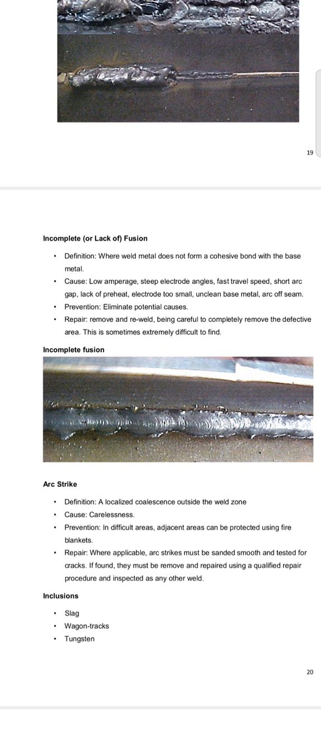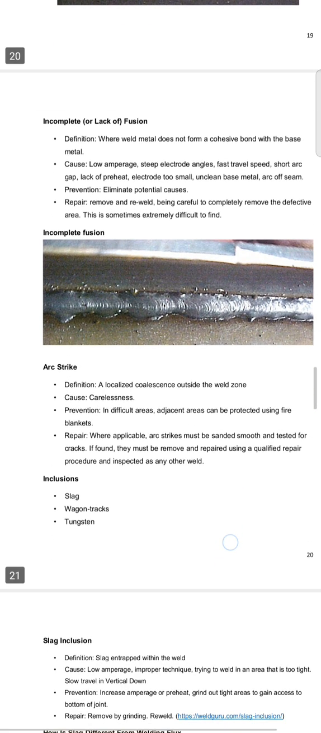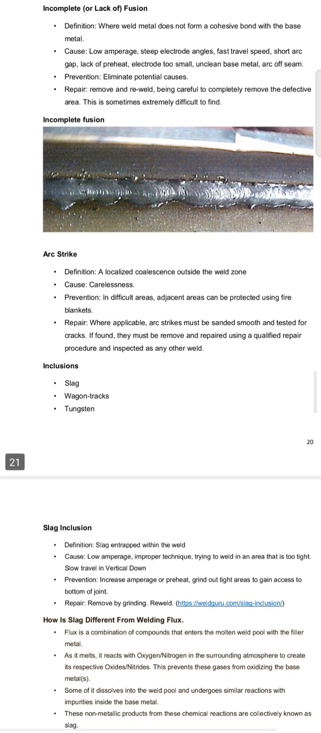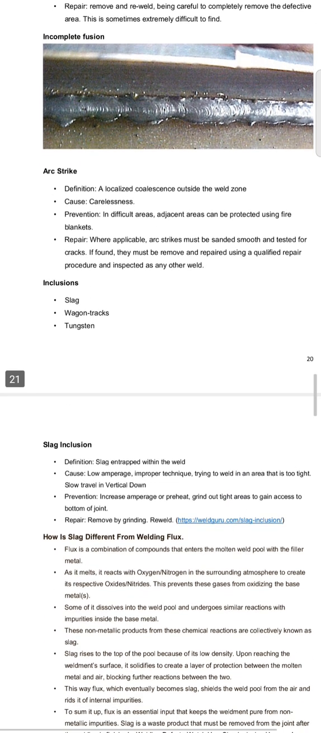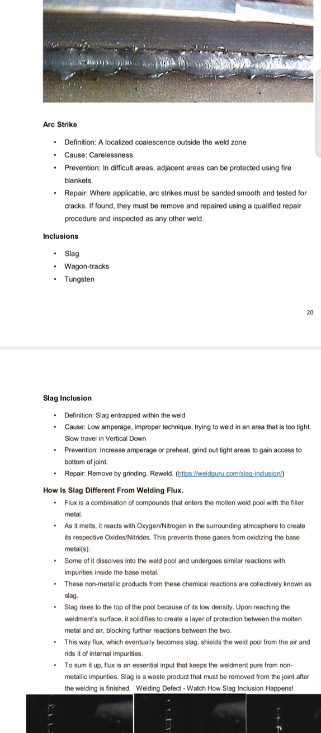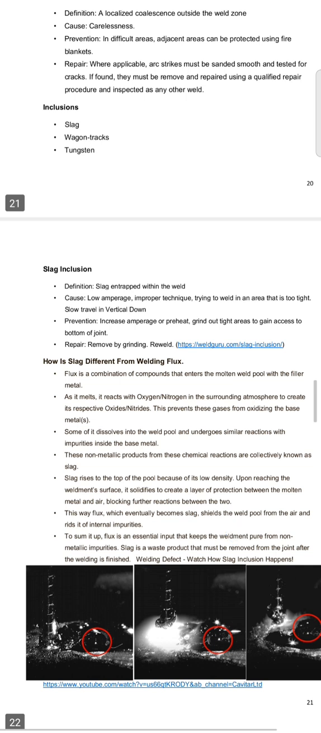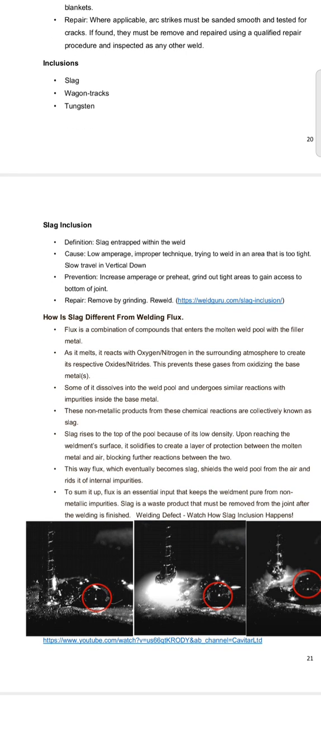Burn-through. Non-standard definition: when an undesirable open hole has been completely melted through the base metal. The hole may or may not be left open with further processing. Incomplete or insufficient penetration. Definition: when the weld metal does not extend to the required depth into the joint root. Incomplete fusion or lack of fusion. Definition: where weld metal does not form a cohesive bond with the base metal. Arc strike. Definition: a localized coalescence outside the weld zone. Inclusions: slag, wagon tracks, tungsten.